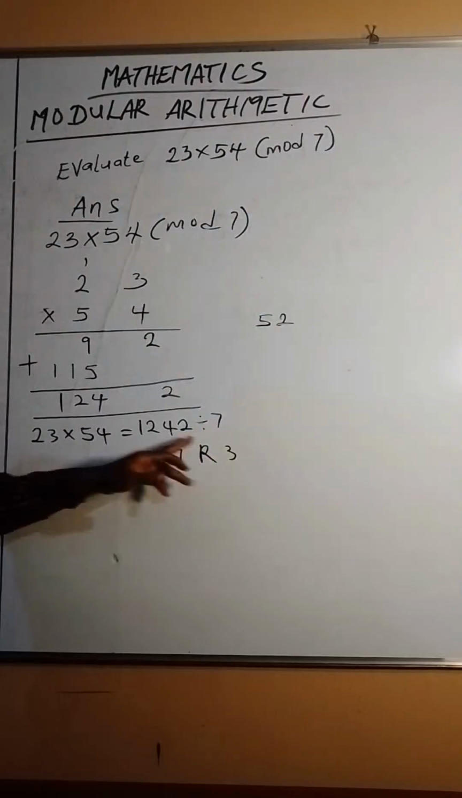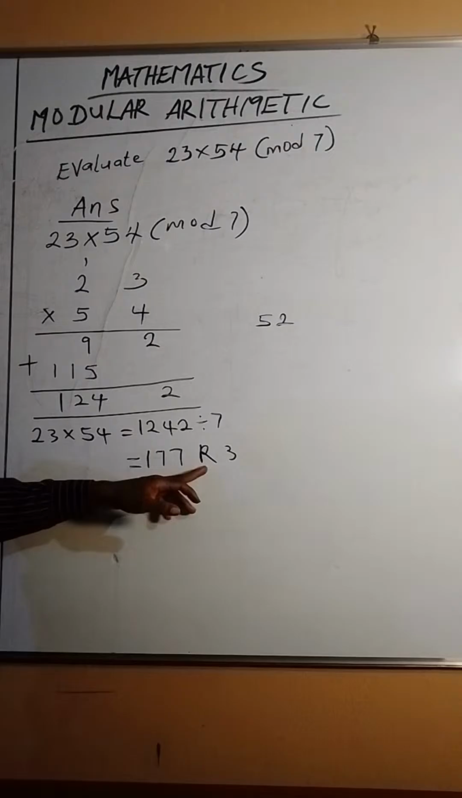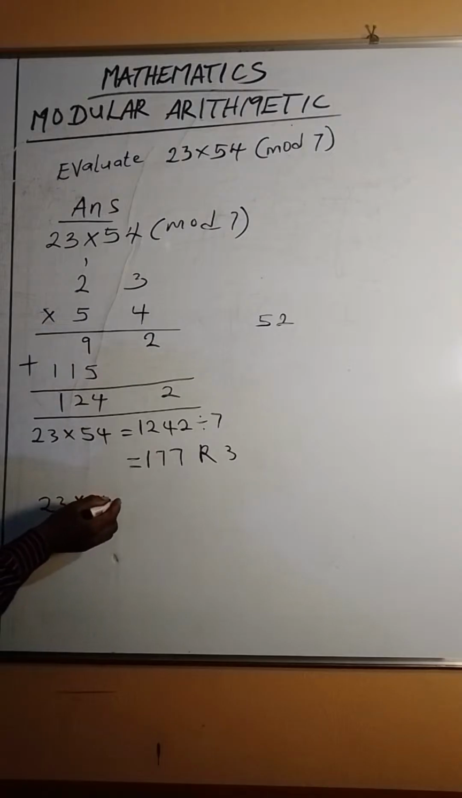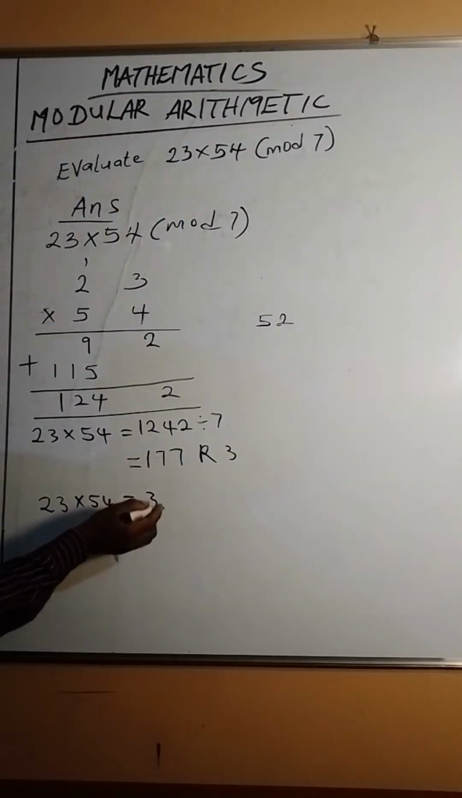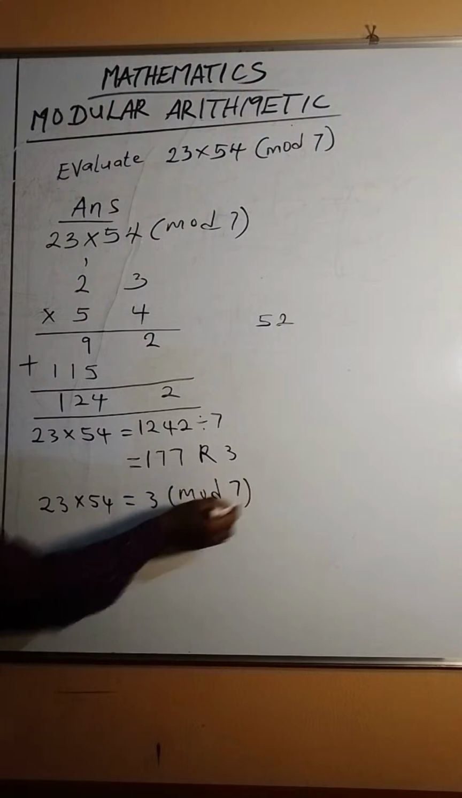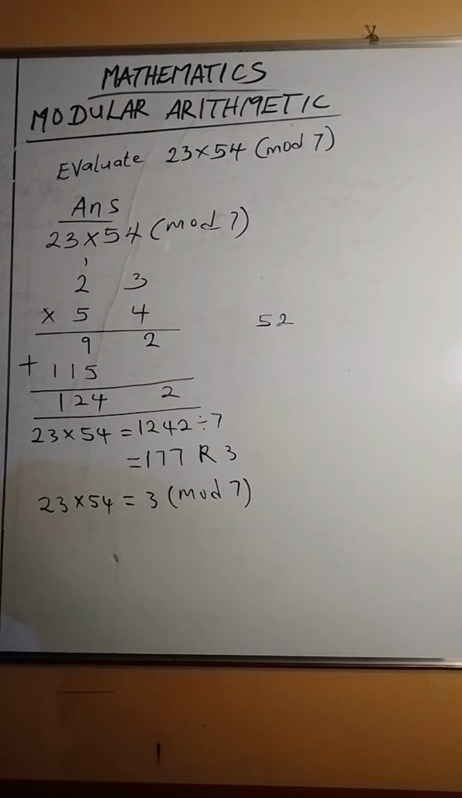Right? That's what it means. We divide this number by 7 to go 177 times, remainder 3. So what it means is that 23 times 54 will give us 3 mod 7. So this is the answer to the solution. This is the solution to the question.